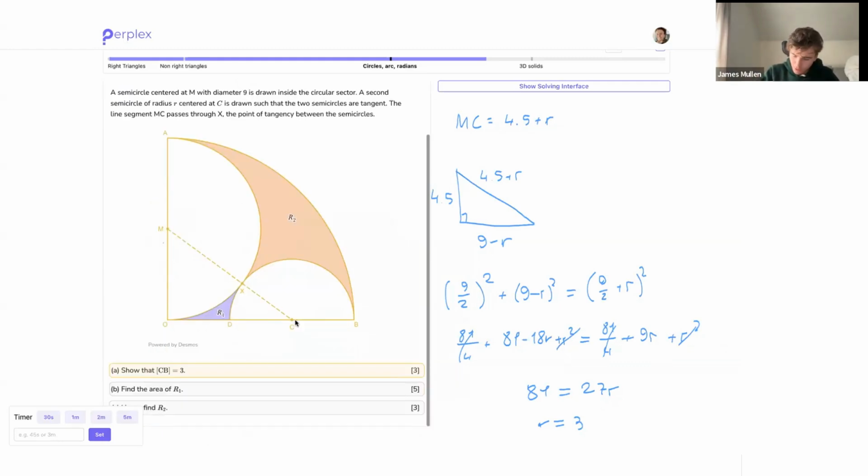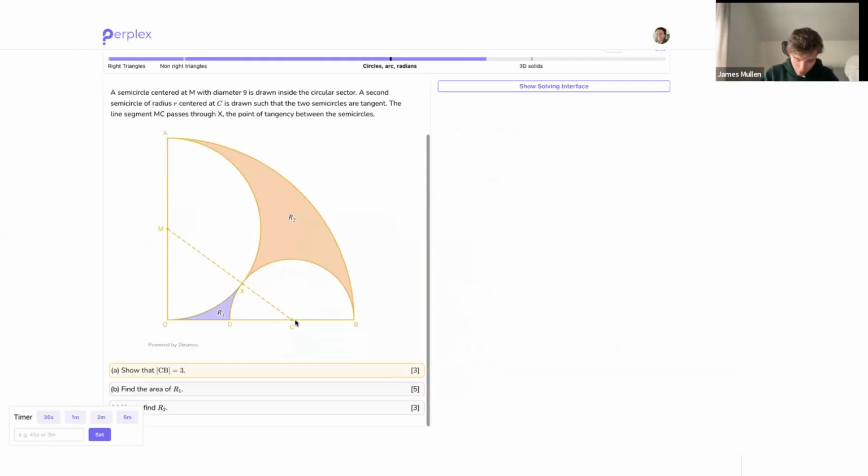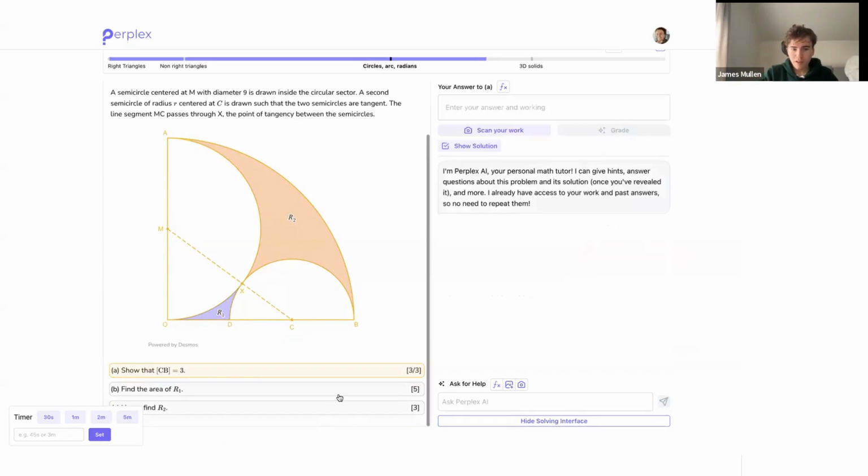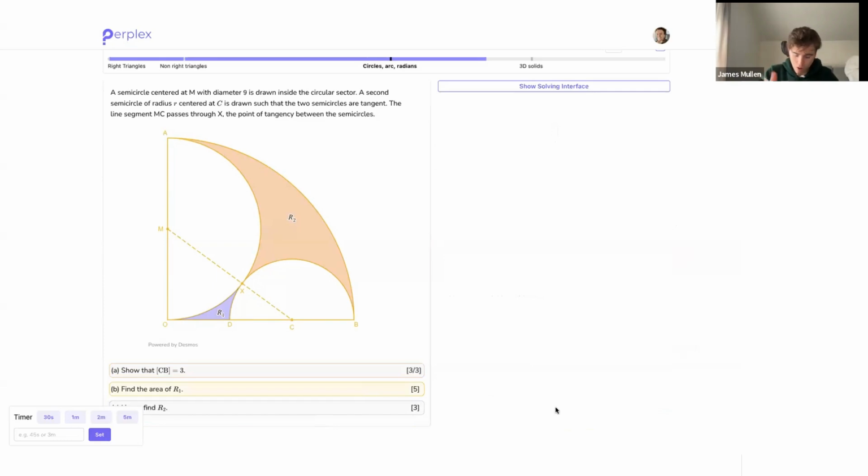All right. So let's move on to part B. We have done this part A successfully, so I'm just going to check it off. We've done all of this. We used Pythagoras and we solved and we found 3. And now we're trying to find the area of R1, which is this area in here. Okay. And don't despair. I know it looks like a really, really messy area.